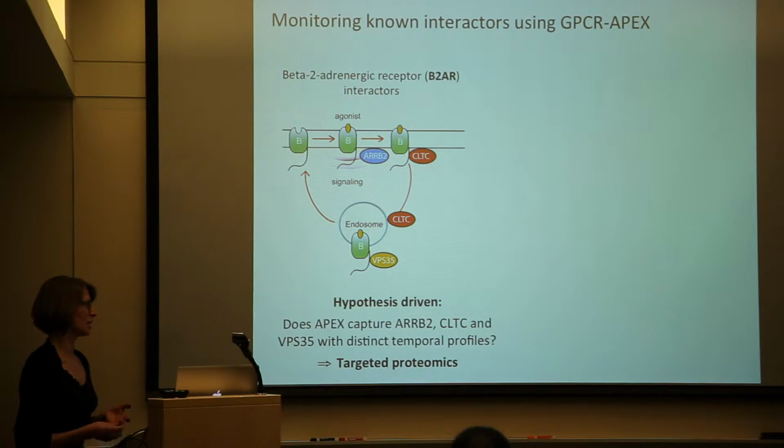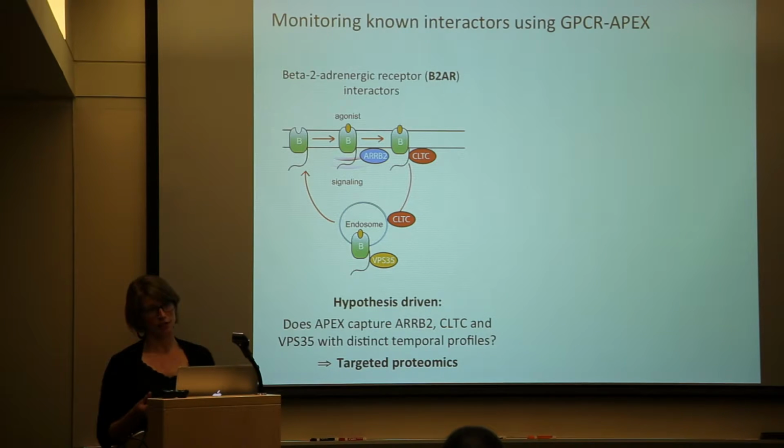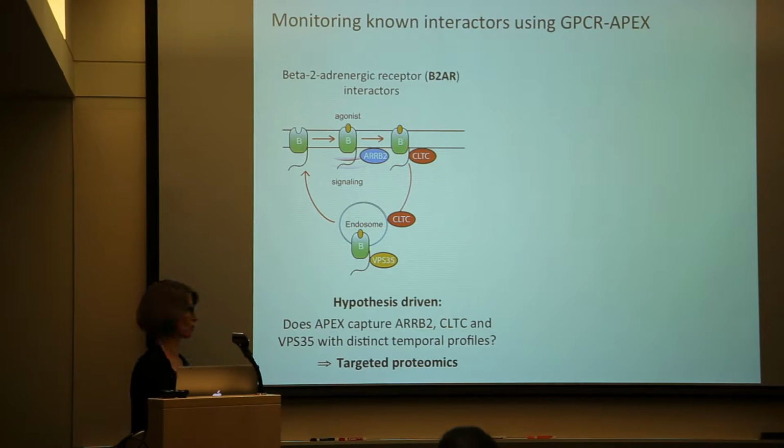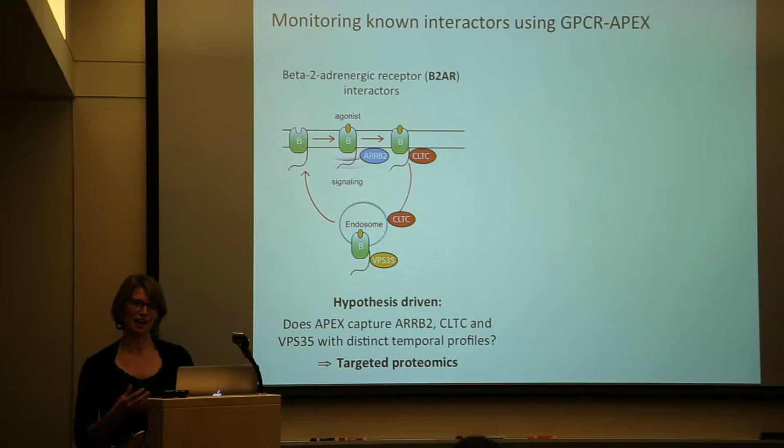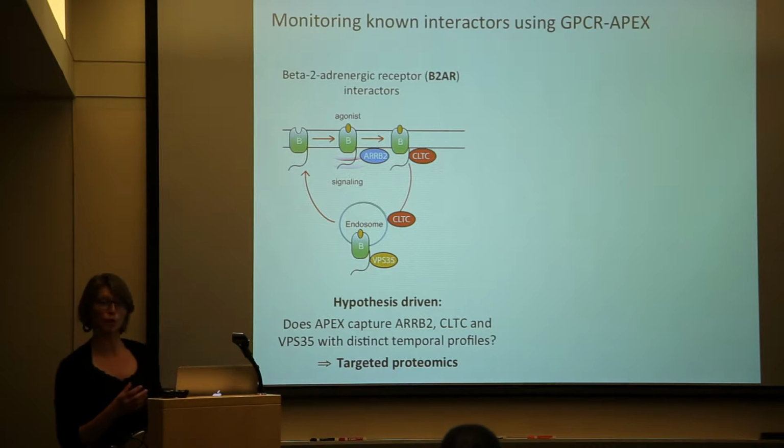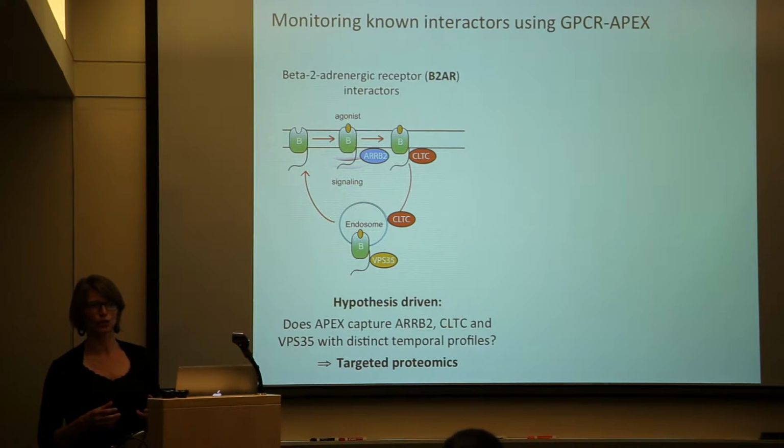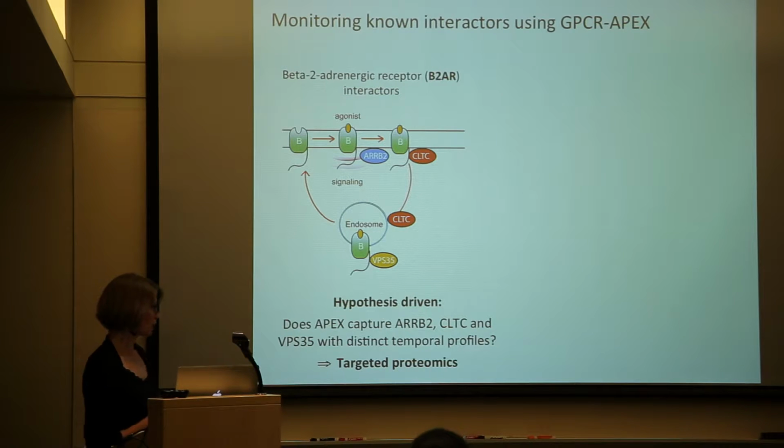So now we want to monitor these proteins, and that is a very hypothesis-driven question. We want to ask, does APEX capture arrestin, clathrin, and VPS35 with distinct temporal profiles? As you can imagine, this is a perfect question for targeted proteomics, because we know in advance the proteins that we want to monitor. Also, because we want to monitor them across different time points, they will change in abundance, since at some point they are known to interact, at others not. Targeted proteomics provides a perfect solution to get a consistent quantification.